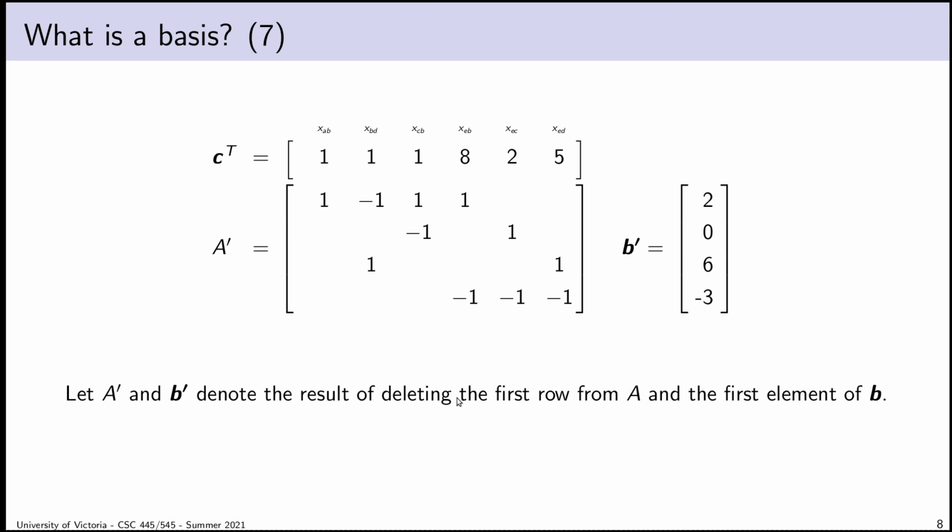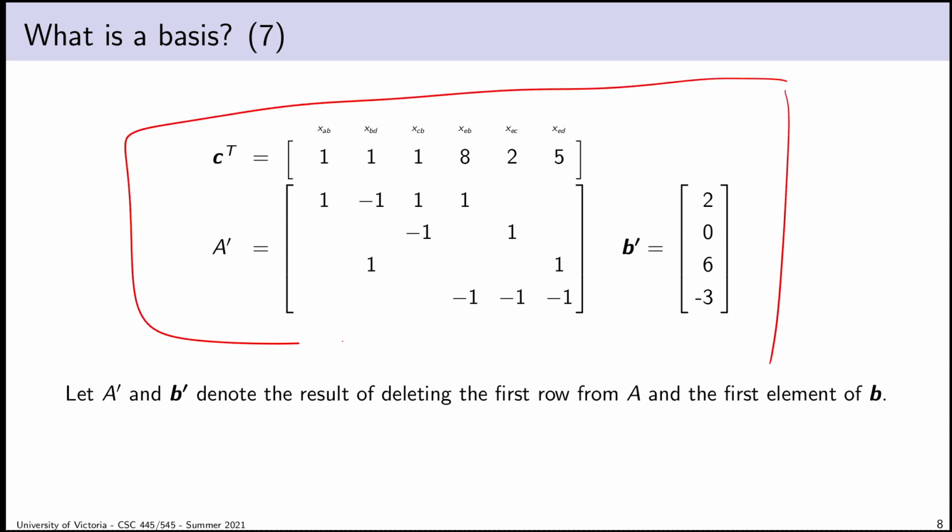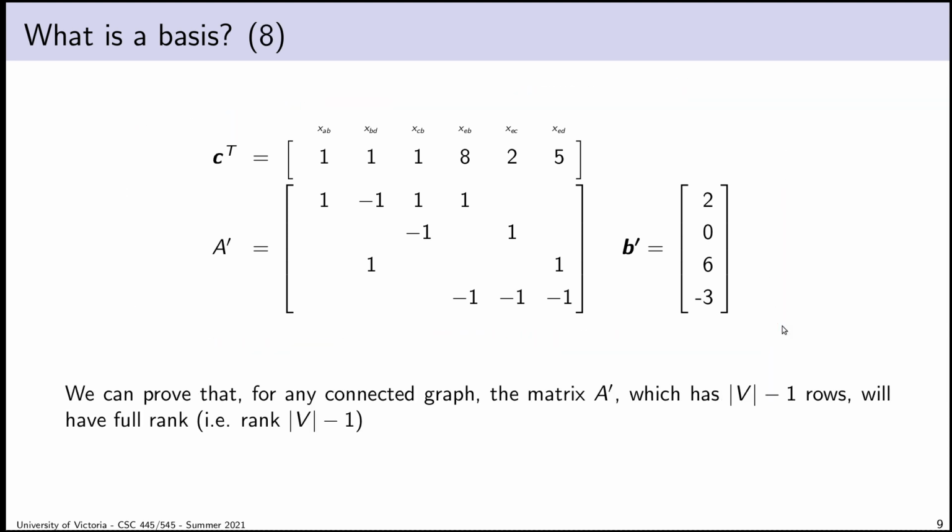So if I delete the constraint row and the entry of b corresponding to that root vertex, I end up with this modified system. And it turns out we can demonstrate that for any connected graph, if I delete one of these constraints, the resulting matrix A prime, which is going to have size of V minus 1 rows, so if I had 10 vertices to begin with, I'm going to have 9 constraints in A prime, will indeed have full rank. It will have rank size of V minus 1.